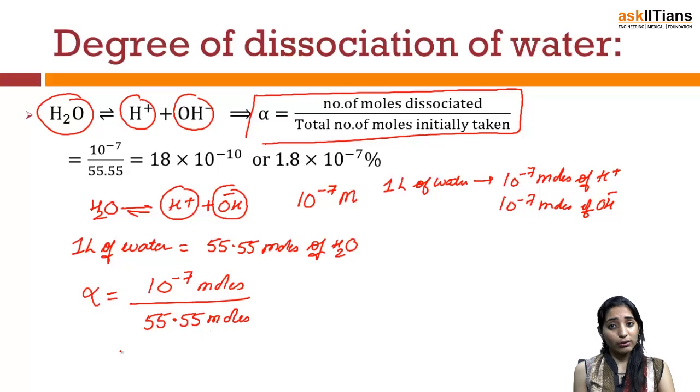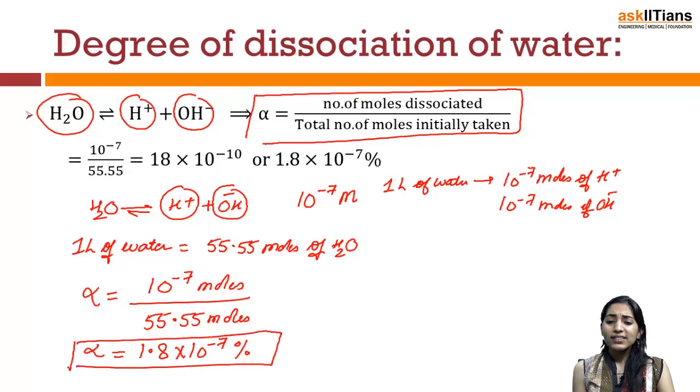Now alpha is a unitless quantity, so the value comes out to be 1.8 into 10 to the power minus 7%. Looking at such a value of alpha, we can say that water is a weak acid because it has just 1.8 into 10 to the power minus 7% degree of dissociation. That means water is a weak acid. So this is how the degree of dissociation of water is calculated and how it can be related to the strength of the acidic property of water.